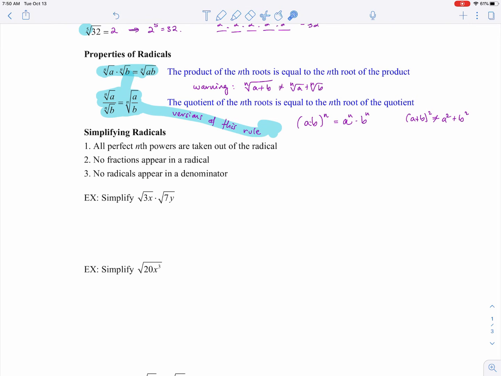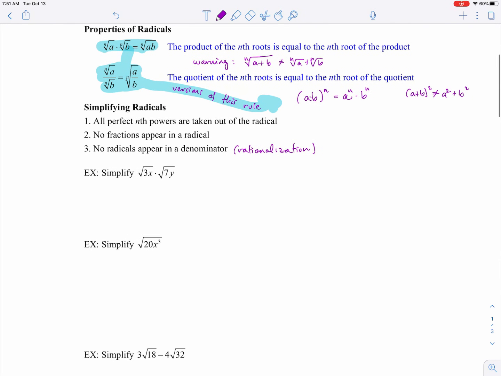We've got some rules here for simplifying radicals. Step number 1, I guess: all perfect nth powers are taken out of the radical. 2, no fractions appear in the radical. And no radicals appear in the denominator. So this is typically called rationalization, or rationalize the denominator. So let's take a look at some examples here.